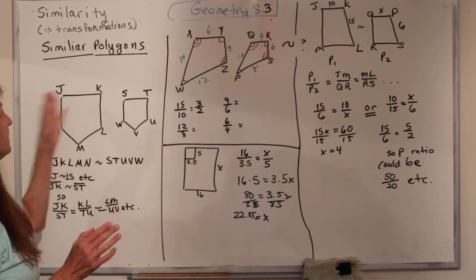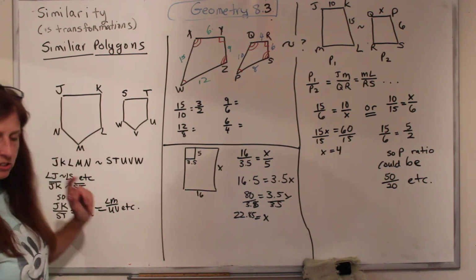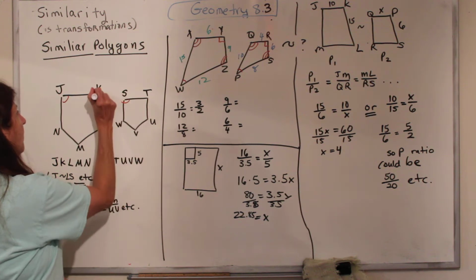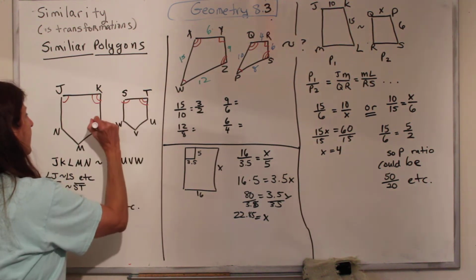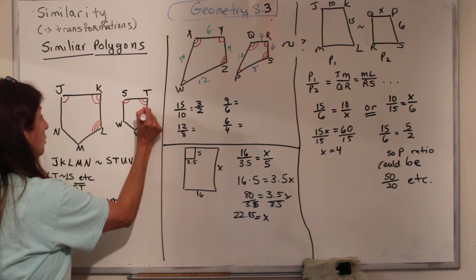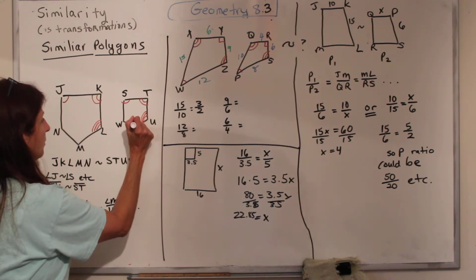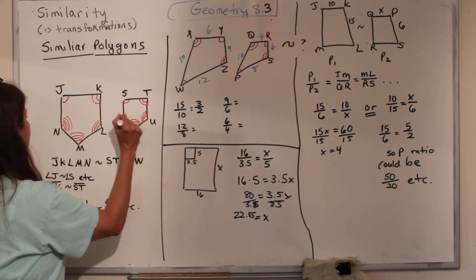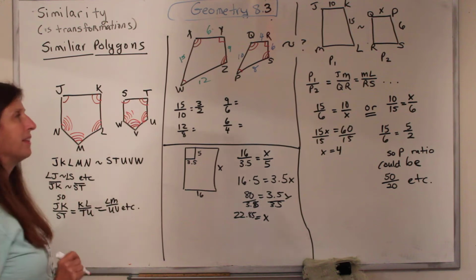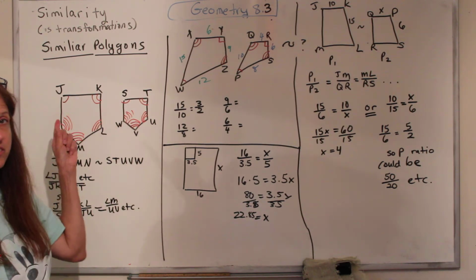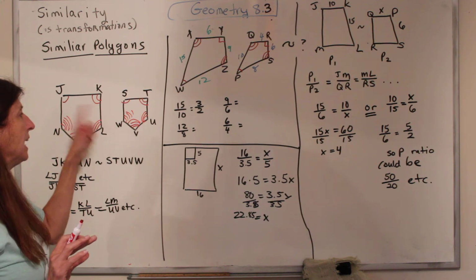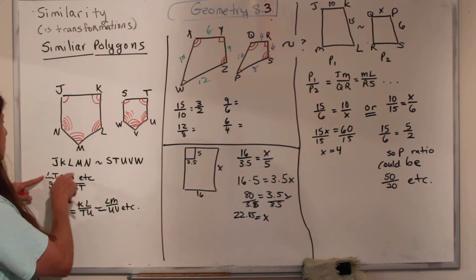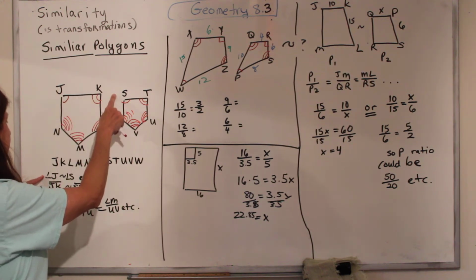So if these are similar, then angle J will be the same measurement as angle S. K will be the same as T, L will be the same as U, M will be the same as V, and N will be the same as W. Now the side lengths are different, but it being the same shape gives it the same angles. Okay, and so the angle J is the same as S, etc.